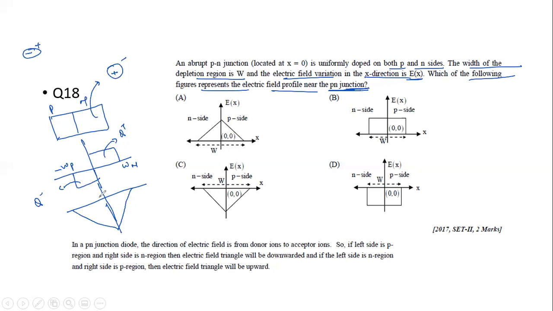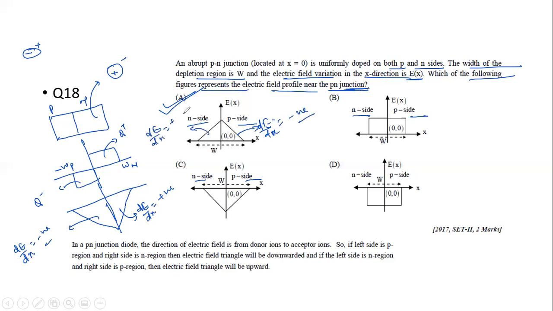I have already discussed this. Here, for N side and P side, you have two options. Just reverse of that, and option A is your correct option. Why? Because it starts from the N side, and this is your P side. On the N side, dE by dx has a positive slope, and on the P side, dE by dx has a negative slope. So on the P side the slope will be negative, and on the N side dE by dx is a positive slope.